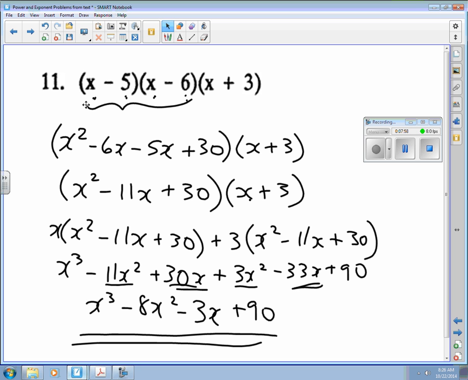Wait, where did you get that x? Where did I get what x? Where did I get this x from? I multiplied this by the entire bracket and then this by the entire bracket. The question was, where did I get this little x from?